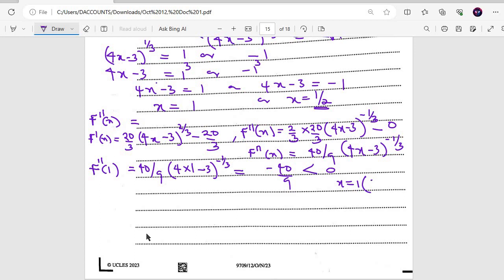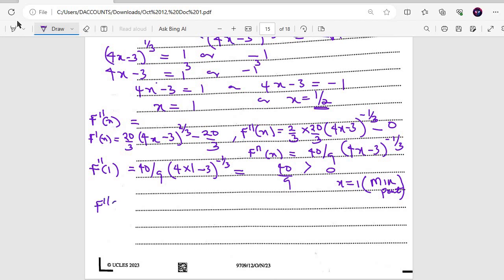Let me check it again. When x is 1, 4 minus 3 is 1. It gives 40 over 9, not minus 40 over 9, which is greater than 0. So since it's greater than 0, when x is 1 is the minimum point, because d2y/dx2 is greater than 0.